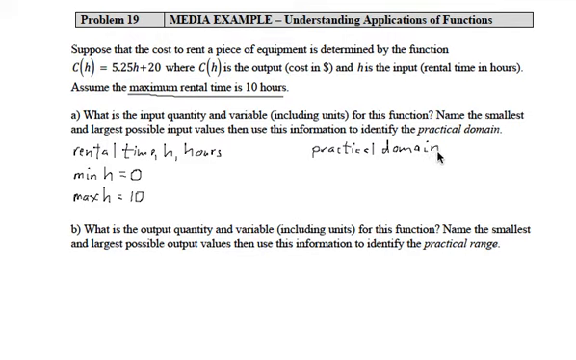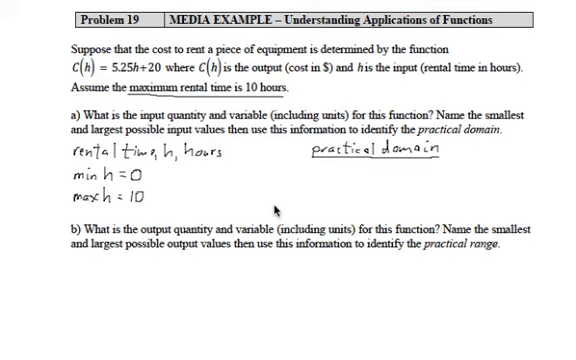If you look at the function that we're given, C of H equals 5.25H plus 20, that's a linear function. Its domain is all real numbers. However, in the context of this problem, we certainly wouldn't want to use negative values for rental time, and according to the information, we can't rent for more than 10 hours.